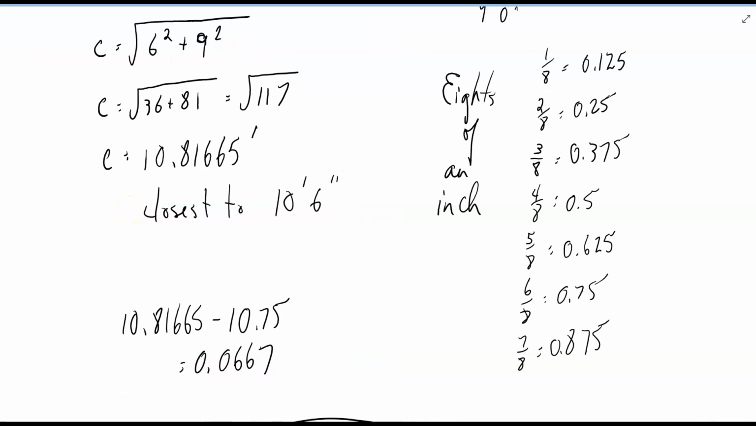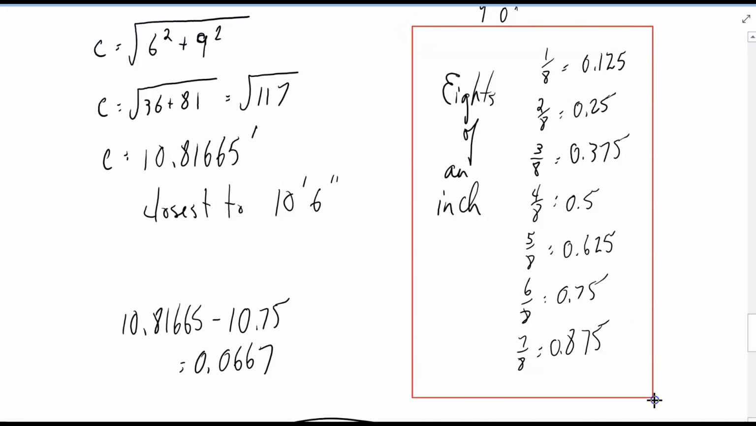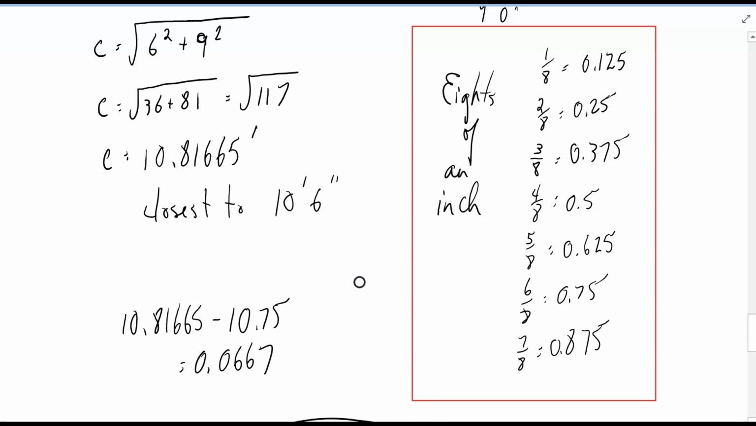Up here, I have converted each of the eighths of an inch to decimal form, okay? And so our number is 0.804, which lies somewhere between here. So it's somewhere between 6/8 of an inch and 7/8 of an inch. And so we have to ask ourselves, is 0.804 closer to 0.75 or closer to 0.875?